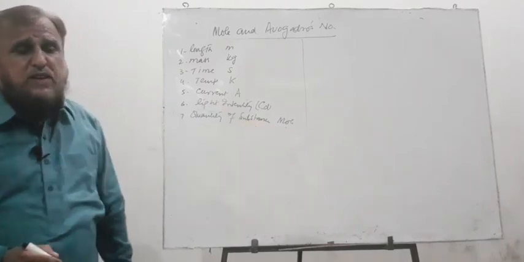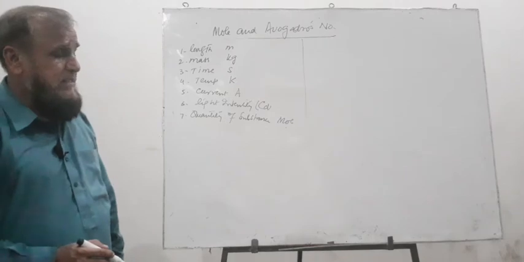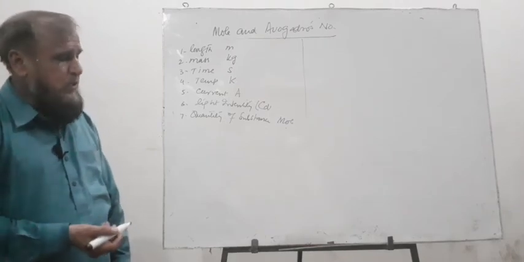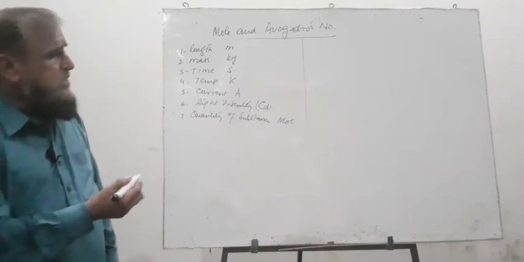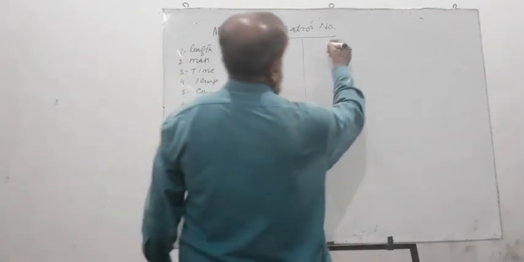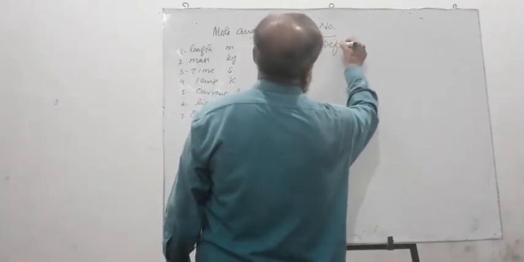So we can say that mole is one of the 7 basic units of the SI system, which is used for counting microscopic particles like atoms, molecules, ions or formula units. Now the question is, how will we define mole? What will be the definition of mole?